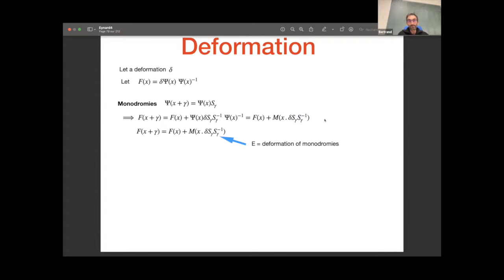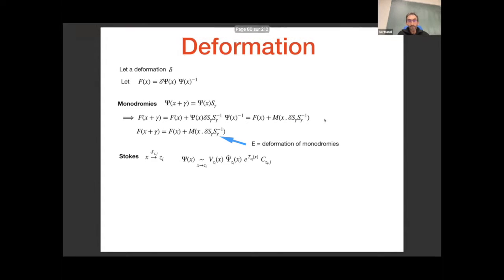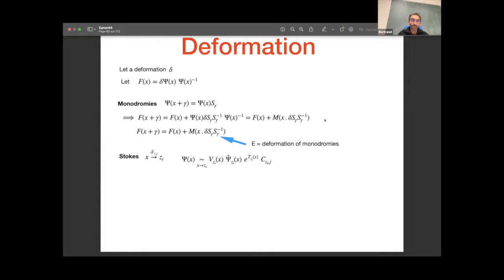Now let's look at the behavior near poles. We know the behavior of ψ. So let's compute the behavior of F near the poles. It contains several terms. So you see there will be the deformation of T, the deformation of C, the deformation of ψ hat, the deformation of V. So we'll have four terms. Let me write all of them. But they are of slightly different nature.